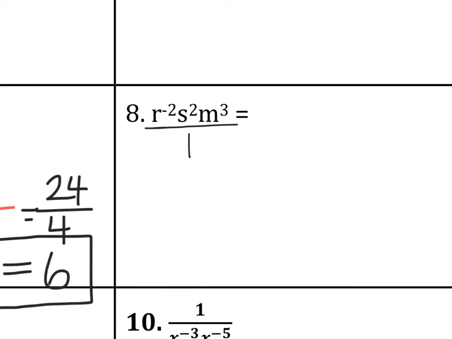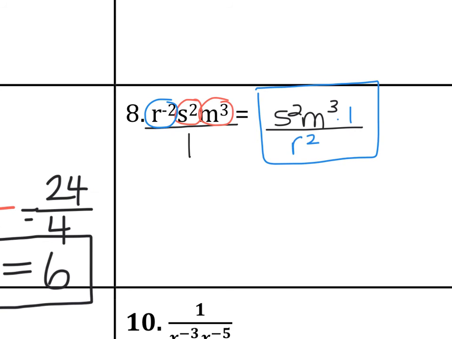So again, the ones that have positive exponents are going to stay where they are. So s squared is going to stay on top, and m to the third is going to stay on top. The r squared, because it has a negative exponent, will go on the bottom. And you can bring that 1 up there. You end up with the same answer. It's not going to make a difference. And so there's our answer, s squared times m to the third over r squared.